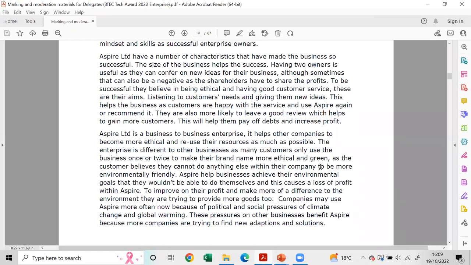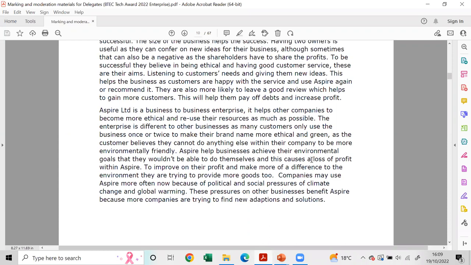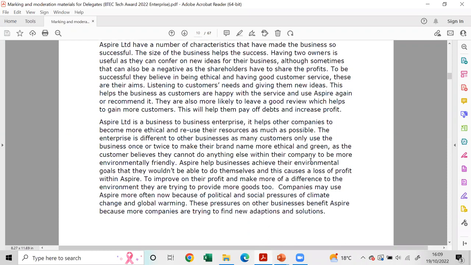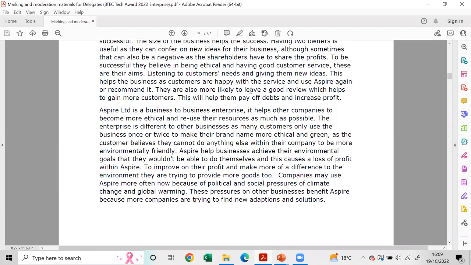Listening to customers' needs and giving them new ideas, that you could class as a skill, the listening part, to make sure that customers are happy with the service and use Aspire again or recommend it. They're likely to leave a good review, which helps them gain more customers. This will help them pay off their debts and increase profit. And we know that profit is one of their aims. So there is a slight linkage there to an aim. Okay. And if you think about the skill of listening, that's what's covered in that paragraph.